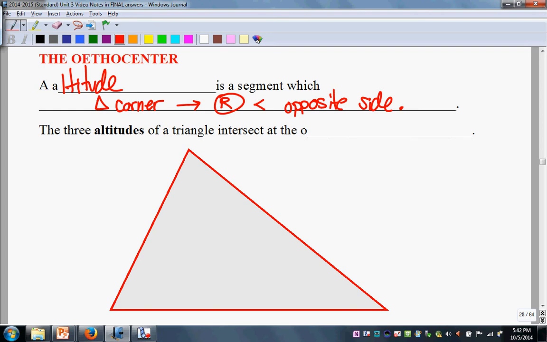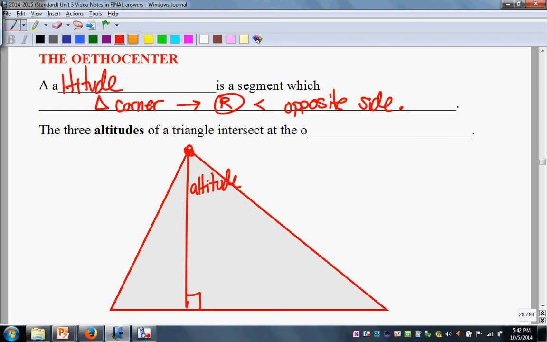An altitude is a segment which goes from a triangle corner to a right angle on the opposite side. Let me show you. It always starts from a triangle corner, and it goes not to the midpoint. It makes a right angle with the opposite side. That is an altitude. Corner, right angle, opposite side. That's an altitude. Let's draw a couple more altitudes here.